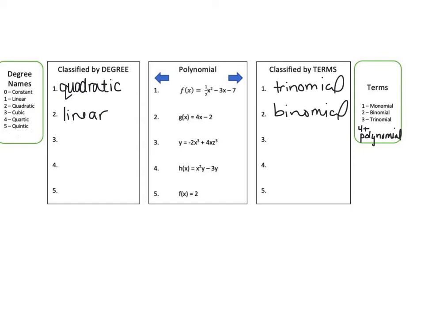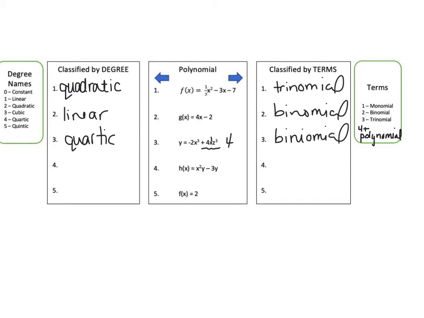Number 3, I see a tricky one. So what's the degree here? The first term is a degree of 3, but the second one, this is a special case where I've got to add it together. This has a degree of 4, so this is actually quartic, and it has 2 terms, so it's a quartic binomial.